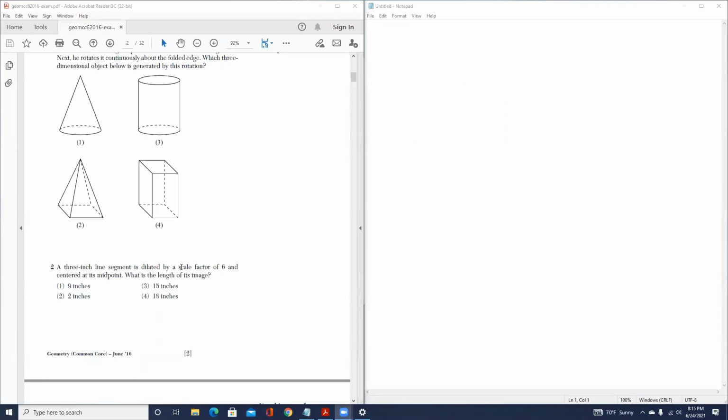In this case, since the scale factor is 6 and it's a 3-inch line segment, it's just basic multiplication. 3 inches times the dilation factor of 6 will get you 18 inches. Therefore, the answer to question 2 is 4.